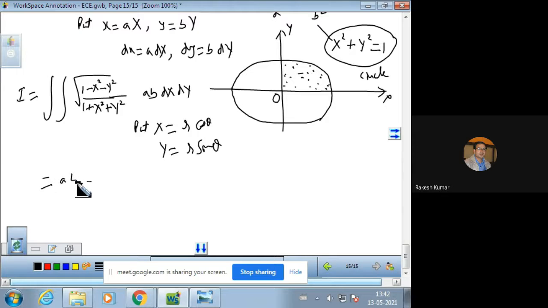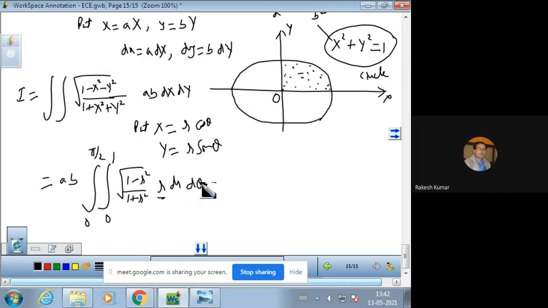AB is a constant and can be taken out. In the first coordinate, theta varies from 0 to pi by 2, and r, the radius of the circle, is 0 to 1. So under root of 1 minus r square, by using these polar coordinates, over 1 plus r square, dx dy becomes r dr d theta. This r is from the Jacobian, remember. This is the integral we have.